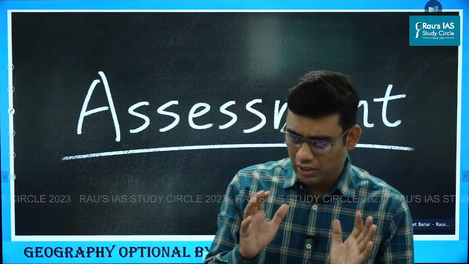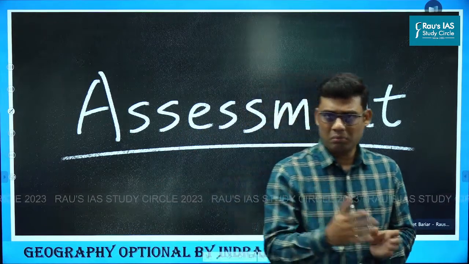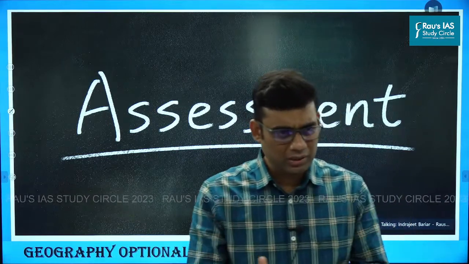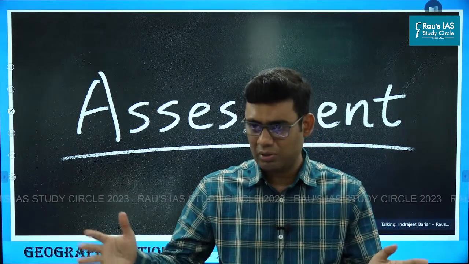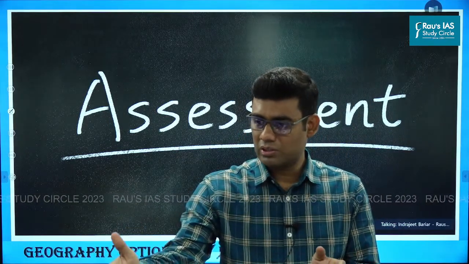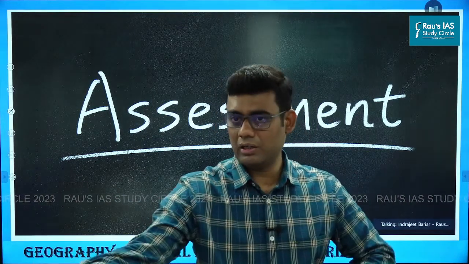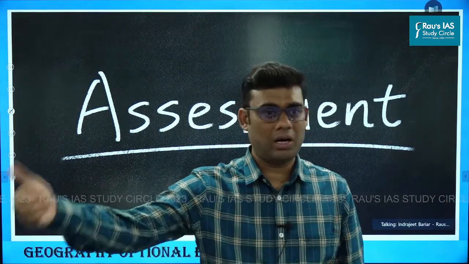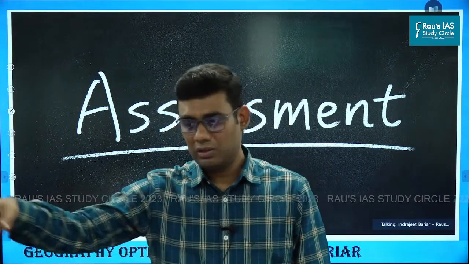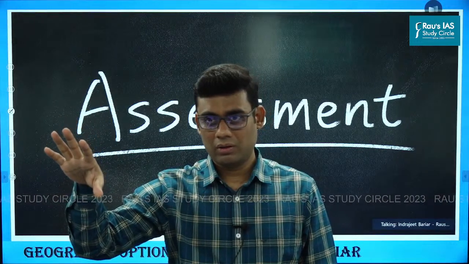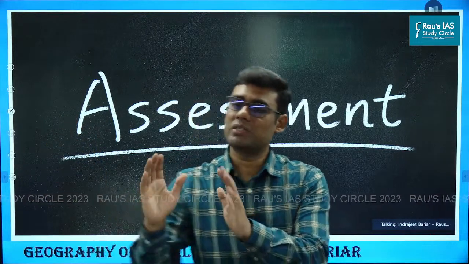So what we are going to do is, by November, early December, we are going to complete our syllabus. You start taking tests just after that: 8 tests before the prelims, and after the prelims again 8 tests. This would be your final level of assessment, which would be in proper UPSC pattern.